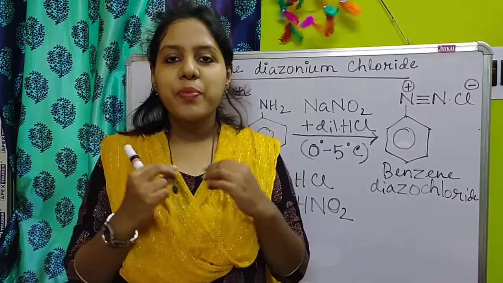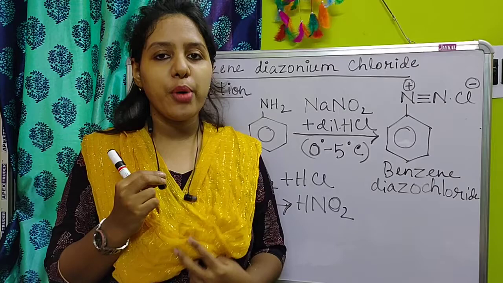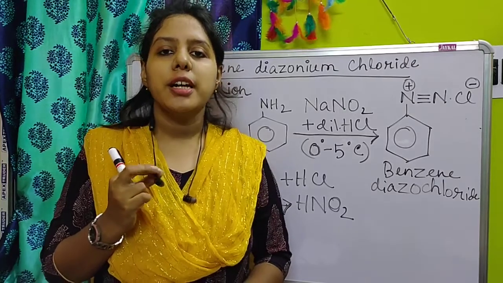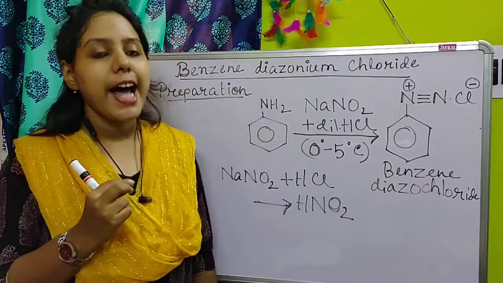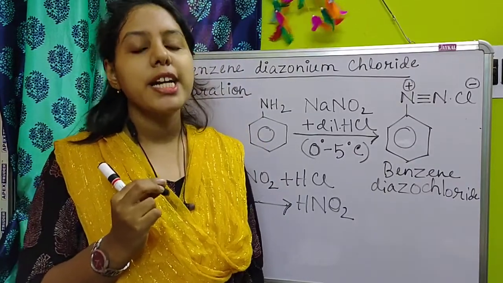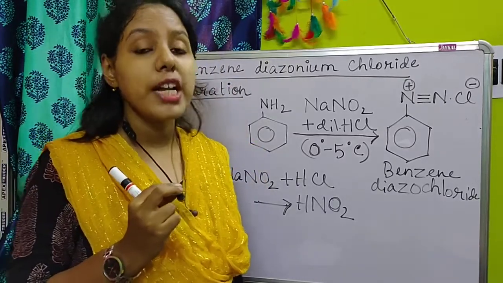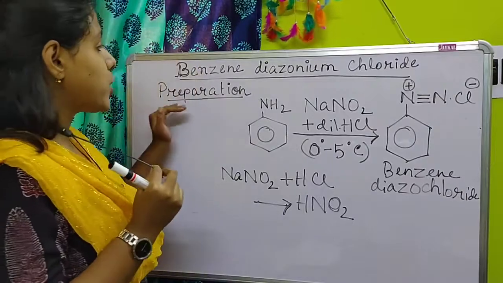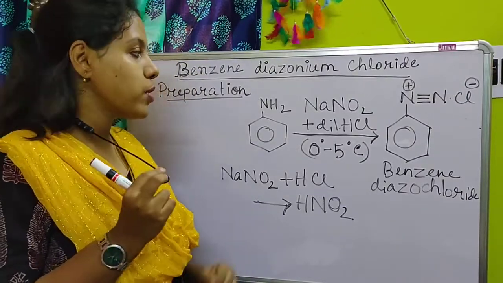Hello students. So today we are going to start the last part of our chapter, nitrogen based organic compounds. The last topic is benzene diazonium chloride. First we will see how we could prepare it starting from nitrobenzene, starting from aniline. So the preparation, that is the laboratory preparation of diazonium chloride.